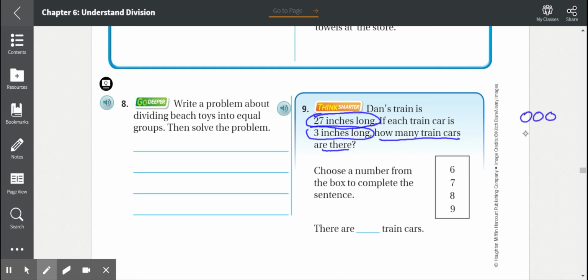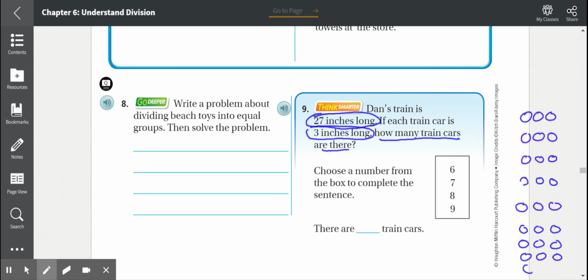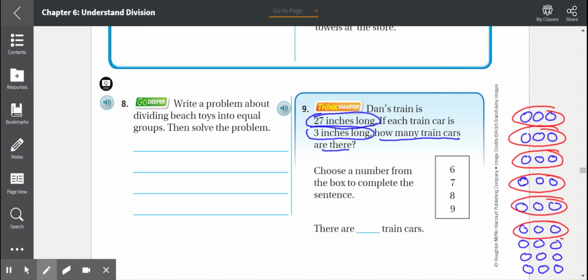1, 2, 3, 4, 5, 6, 7, 8, 9, 10, 11, 12, 13, 14, 15, 16, 17, 18, 19, 20, 21, 22, 23, 24, 25, 26, 27. We kind of ran out of room down there. That's okay. So how many groups is that? How many groups of 3? 1, 2, 3, 4, 5, 6, 7, 8, 9. So there are 9 train cars.